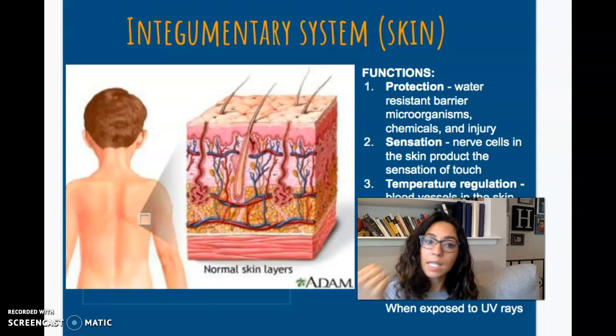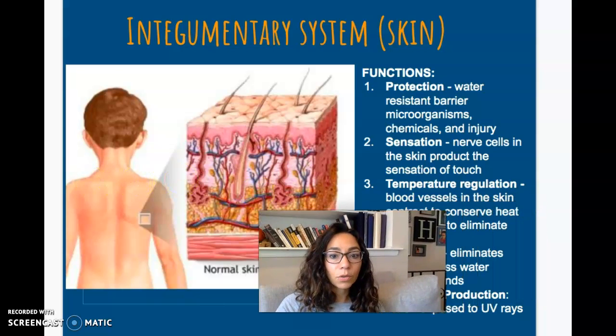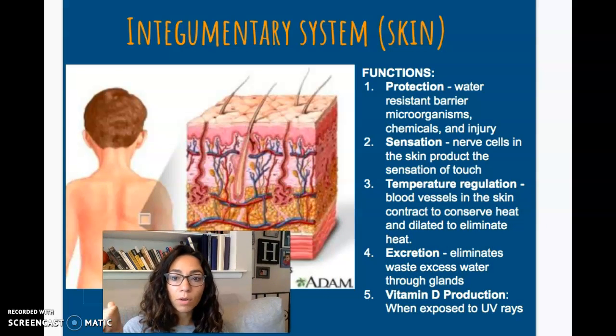Next, we've got the skin, the integumentary system. Skin, you might not think it's an organ system, but it is. It's a really big organ. It's got a lot of functions. Protects us, right? Keeps microorganisms out, chemicals out. And it's water resistant for the most part, so we don't melt in the rain.